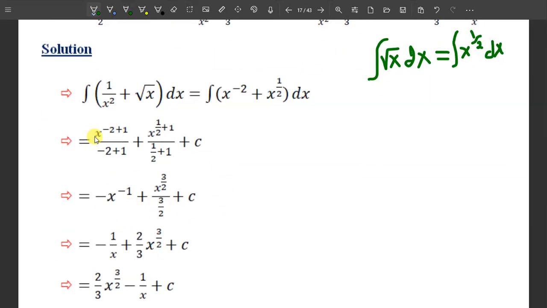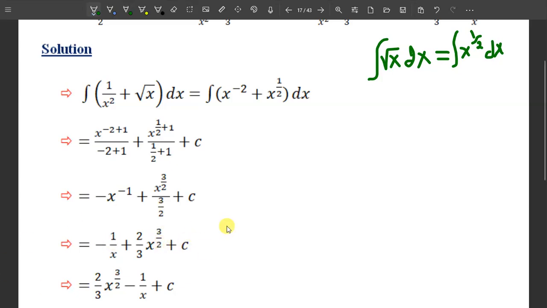And then x to the power of minus 2 plus 1 means x to the power of minus 1. Here minus 2 plus 1 means it is minus 1. And here we have minus x to the power of minus 1 plus, again 1 over 2 plus 1 means it is 3 over 2, x to the power of 3 over 2 over 3 over 2. Now this can be rewritten as minus 1 over x plus 2, taking the reciprocal of this one, 2 over 3 x to the power of 3 over 2 plus c, which is the exact answer.